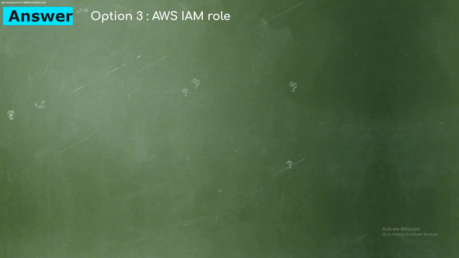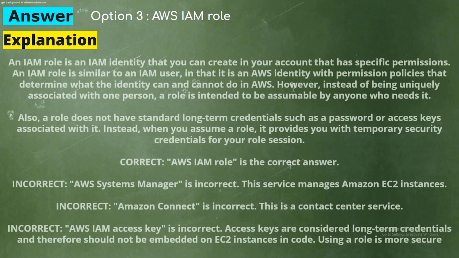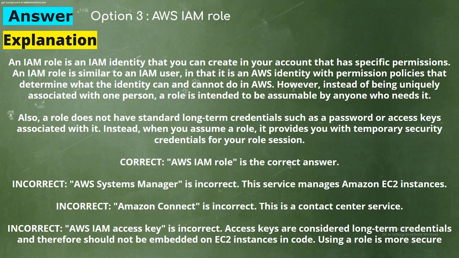AWS IAM Role. Explanation. An IAM role is an IAM identity that you can create in your account that has specific permissions. An IAM role is similar to an IAM user, in that it is an AWS identity with permission policies that determine what the identity can and cannot do in AWS. However, instead of being uniquely associated with one person, a role is intended to be assumable by anyone who needs it. Also, a role does not have standard long-term credentials such as a password or access keys associated with it. Instead, when you assume a role, it provides you with temporary security credentials for your role session. Correct, AWS IAM Role is the correct answer.